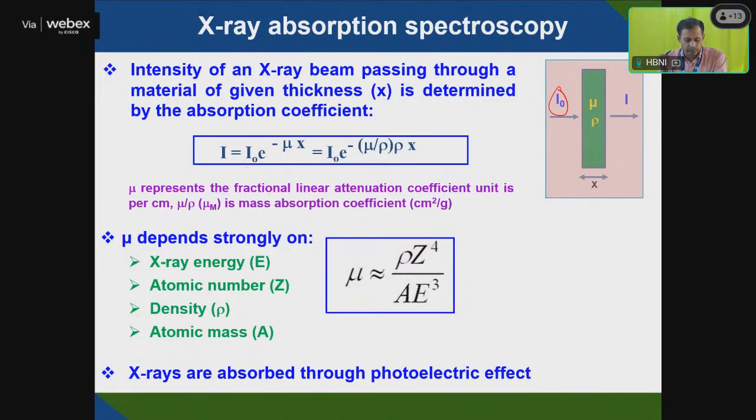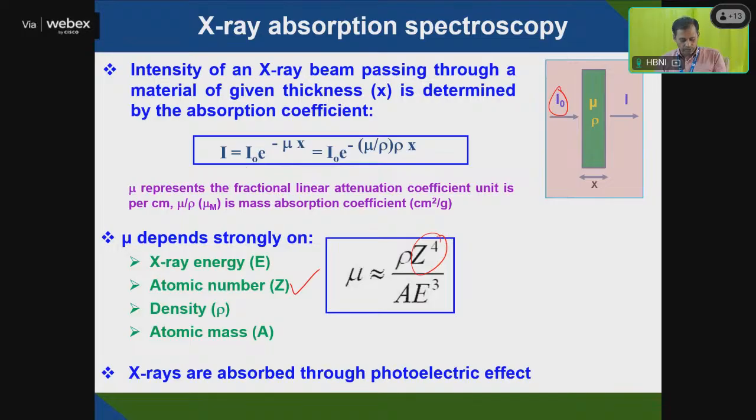If it is high energy, your absorption will be low, it is mostly transmitted, and it also depends on high Z and low Z. If it's a high Z material, absorption varies according to the atomic number, the density of the material, and the atomic mass. Similarly, mu is proportional to rho Z to the power 4 over E to the power 3. Once X-ray is absorbed, it is mainly, as we discussed at the beginning, the photoelectric effect.